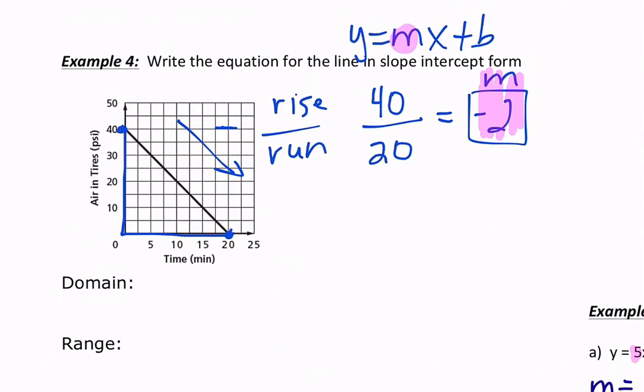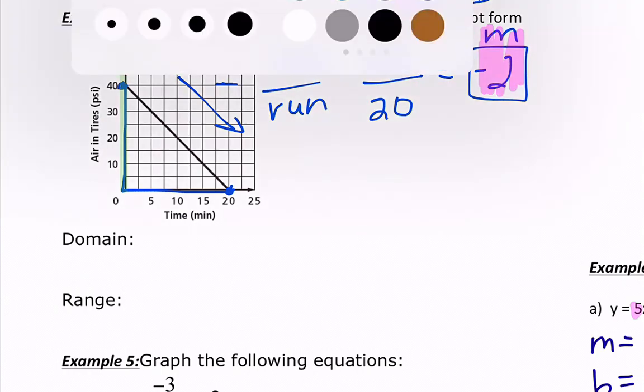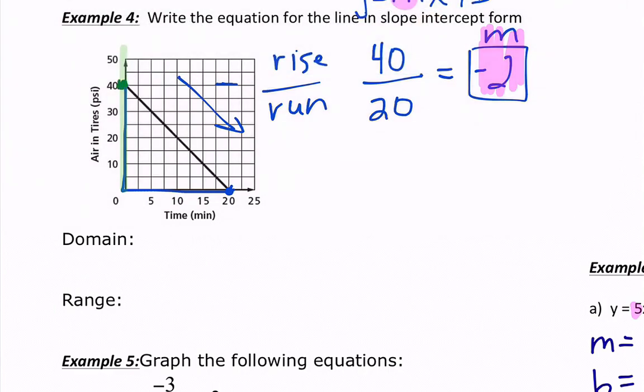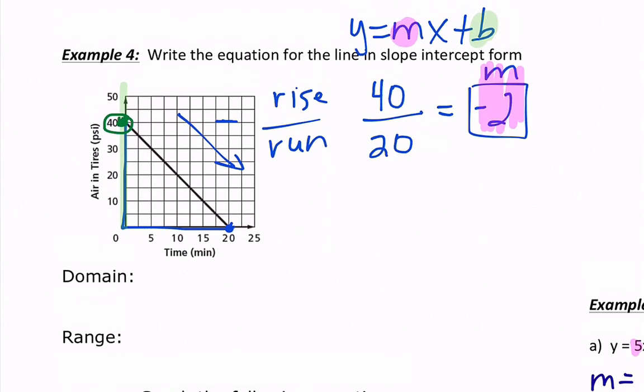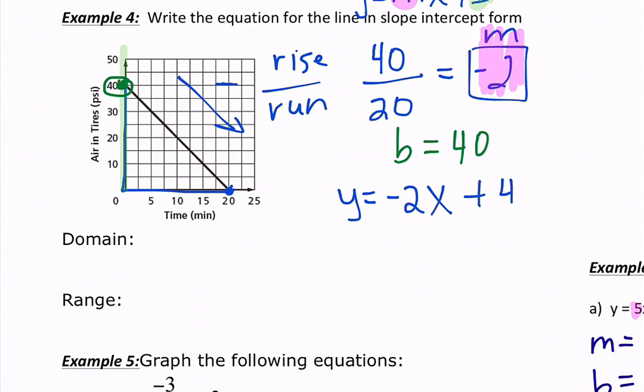Now all we have to do is find b, the y-intercept. So I look at the y-axis. I see that it's on top of the y-axis here at 40, so my b is a positive 40. So now we can write our equation. Y equals m, we discovered was negative 2, so mx plus our b, which was a positive 40.